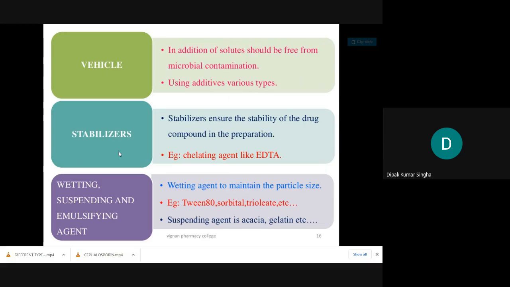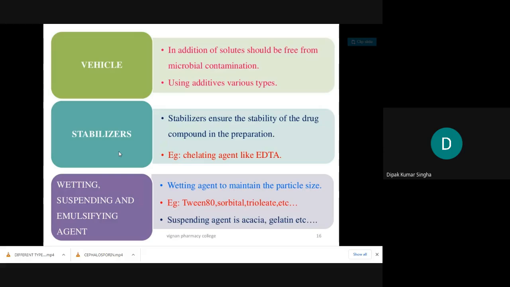And the wetting and suspending agents, emulsifying agents, wetting agent to maintain the particle size, and Tween 80 or Span 80, Tween 80, 40, 60, sorbitol, these are the suspending agents as well as some emulsifying agents or wetting agents to enhance the solubility of the particular drug. Sometimes the emulsifying or suspending agents are acacia or gelatin.